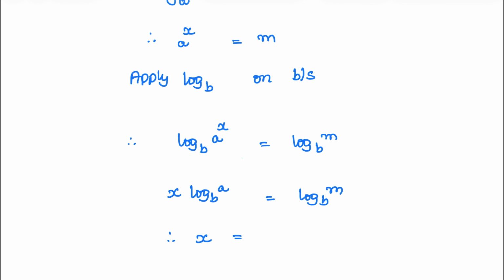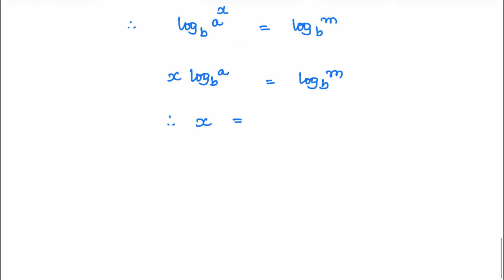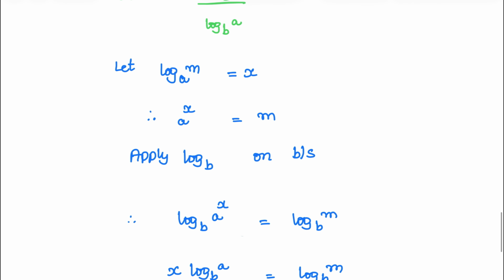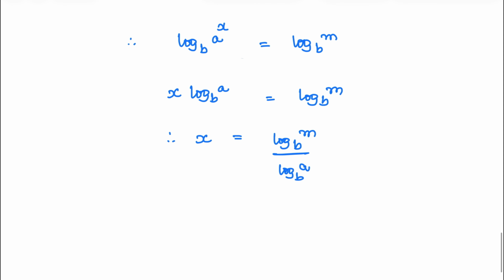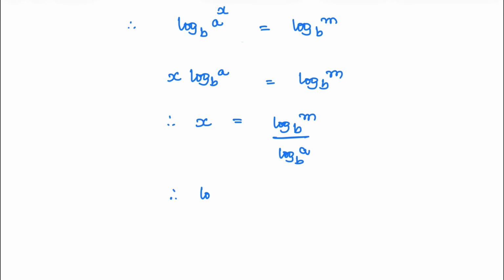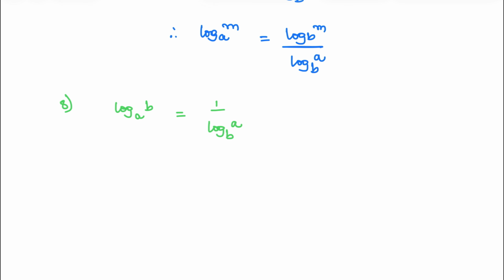Therefore, x equals log m base b by log a base b. What is the x value? The x value is log m base a. Therefore, log m base a equals log m base b by log a base b. Let's discuss the eighth one: log b base a equals 1 by log a base b.